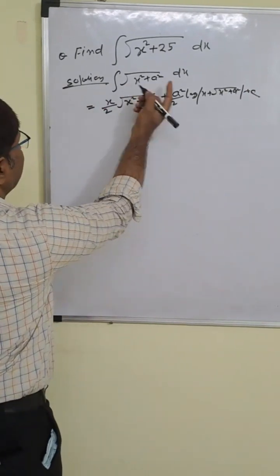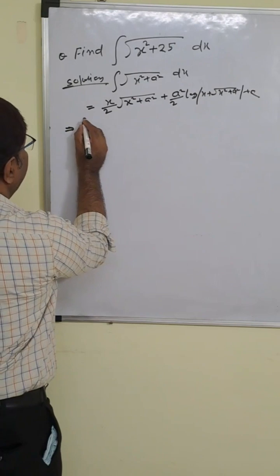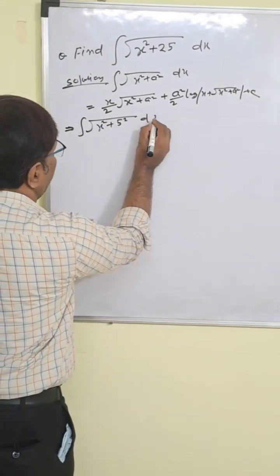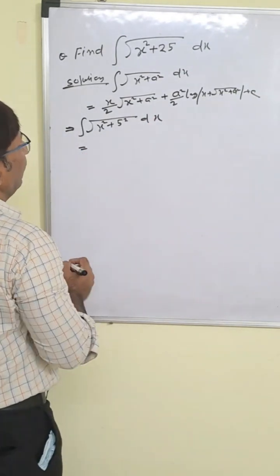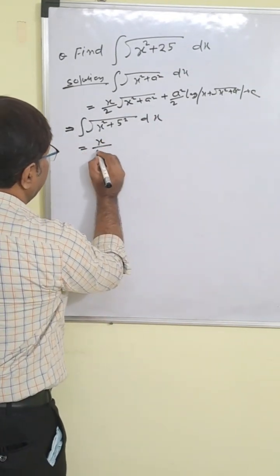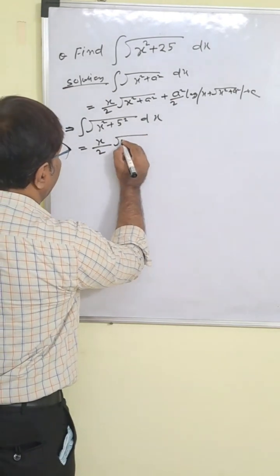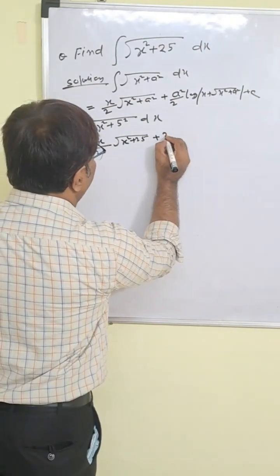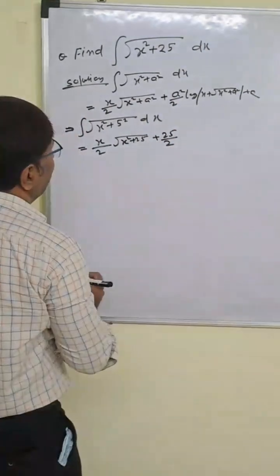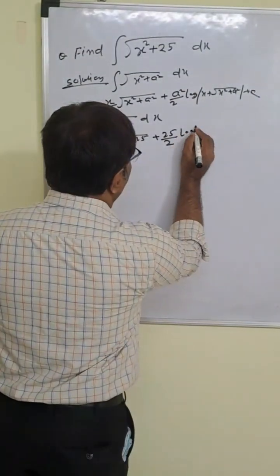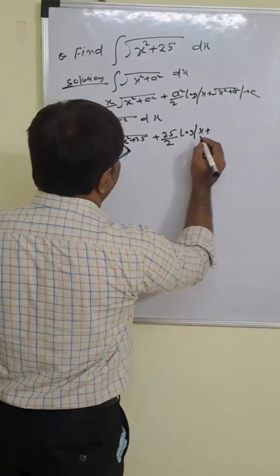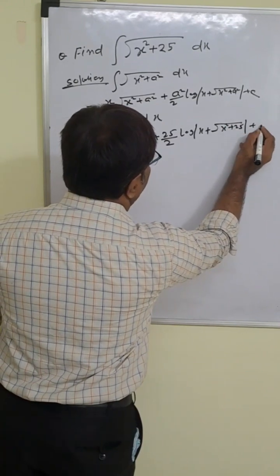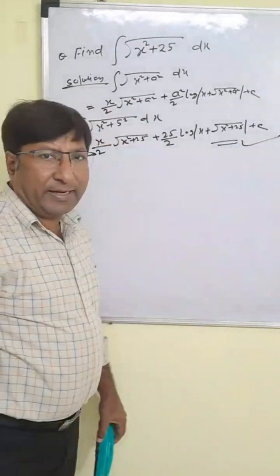So here we have x square plus a square, meaning the integration of root under x square plus 5 square dx. So a is what? 5. So the correct answer is x by 2 root under x square plus a square, that is x square plus 25, plus a square by 2, that is 25 by 2, and this is what? Log of x plus root under x square plus a square, so this is x square plus 25, plus c. So this is our correct answer.